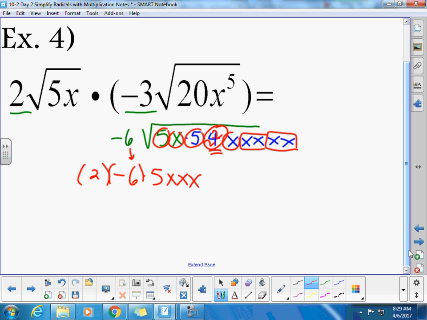So let's take a look. Now I have negative 6 times 5 times 2, or 2 times negative 6 times 5, either way. That is negative 60, because 5 times 2 is 10, times negative 6 is negative 60. And then x times x times x, which is x to the 3rd. So there is my answer. I have negative 60, x to the 3rd.